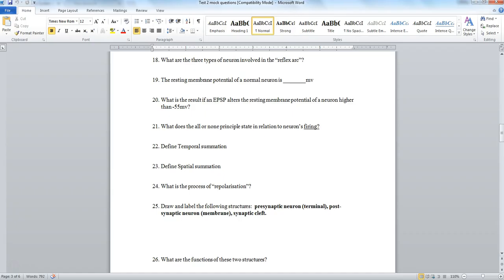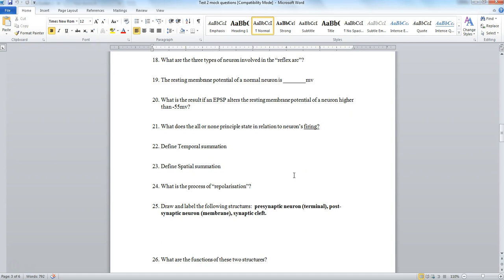We'll get back into our mock questions and just add in these two questions here. So all I want you to write under number 22, define temporal summation: when one synapse fires to reach the threshold. And number 23, spatial summation: when several synapses fire to reach the threshold. Pretty simple.